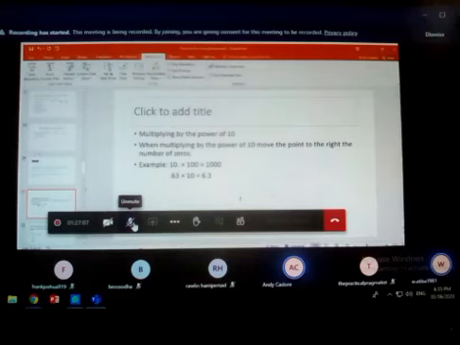Now they're talking about multiplying. We went through the addition and subtraction of decimals, and now we look at multiplication and division, and let's line it up with the metric system. So it's saying multiplying by the power of 10. When multiplying by the power of 10, move the point to the right by the number of 0s.